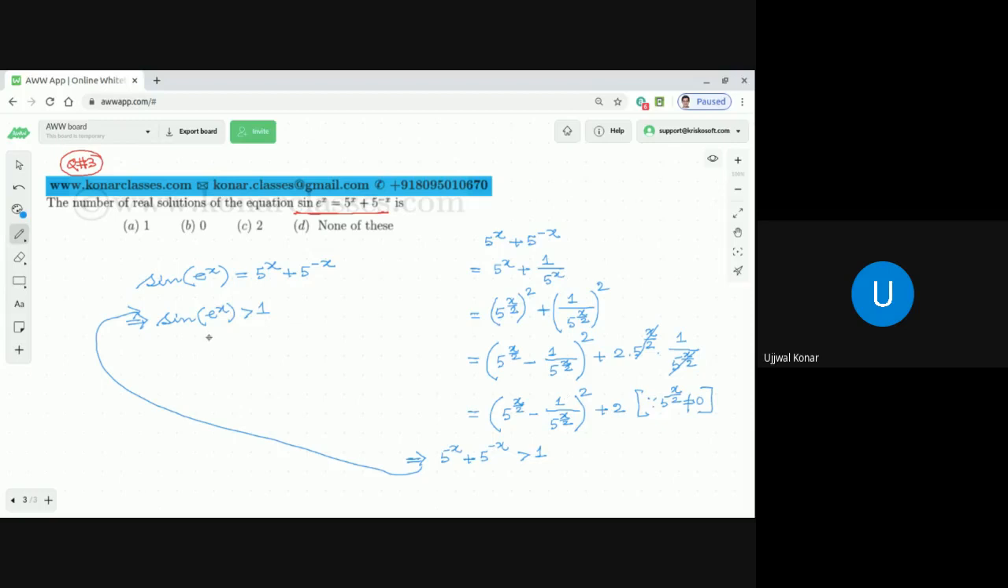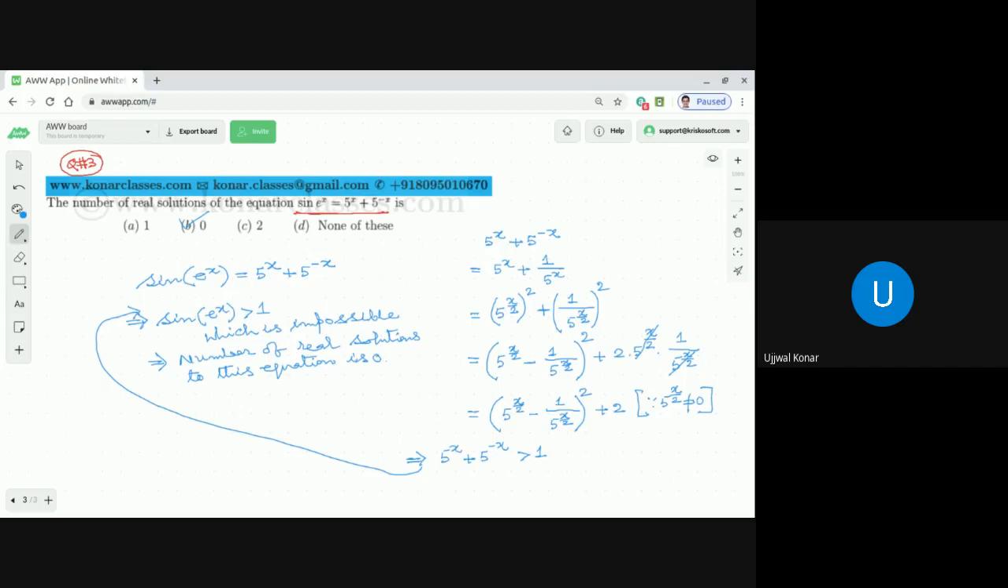Correct? So which is impossible. Correct, my dear students? Which is impossible. That means the number of real solutions to this equation is 0, and we get the correct answer as option B.